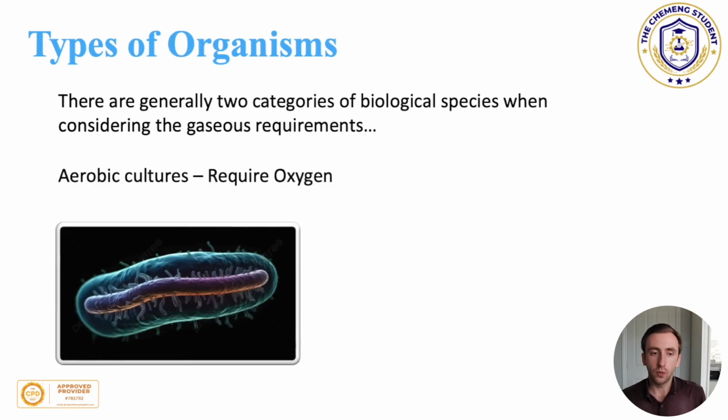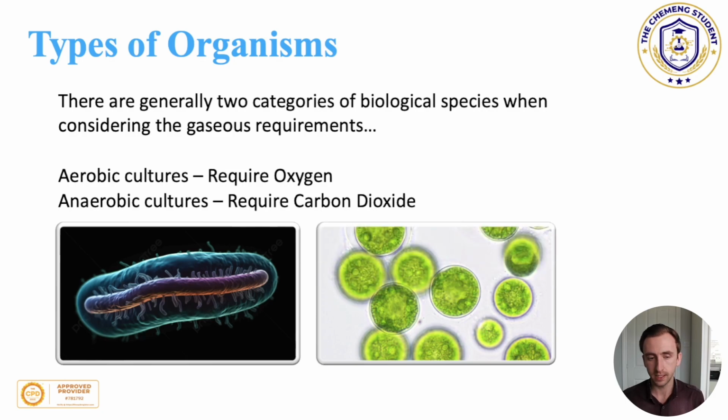In order to work out which one is which, we have two types. We have aerobic cultures. These ones require oxygen. This is just a very generic example, as there are hundreds of thousands of different species of bacteria, microalgae, macroalgae. So this is just a very generic image to show you an example of these microbes. But we have aerobic cultures. These are ones that require oxygen and will expel carbon dioxide. We have anaerobic cultures which require carbon dioxide and will expel oxygen.